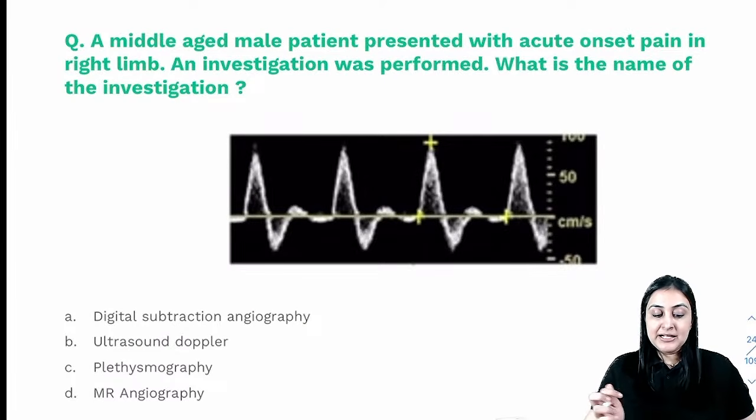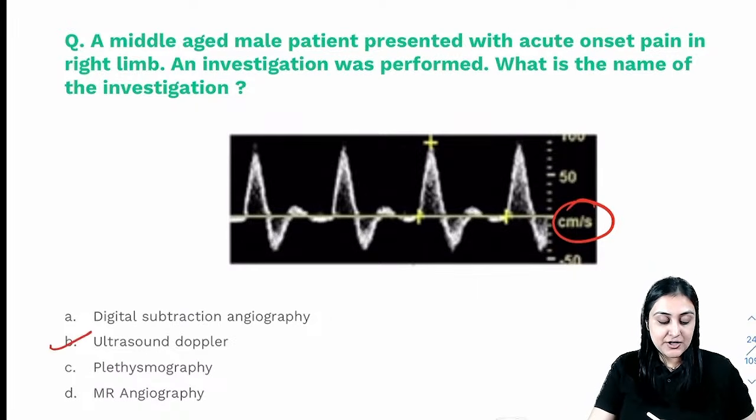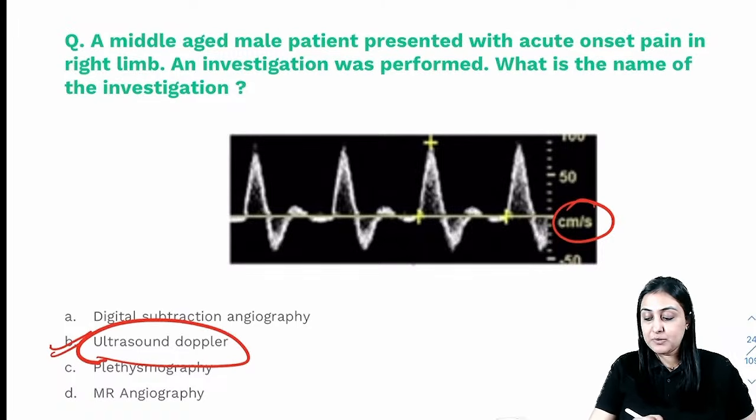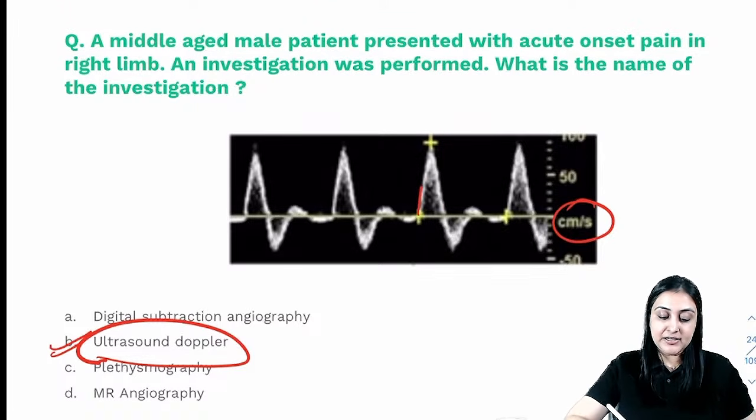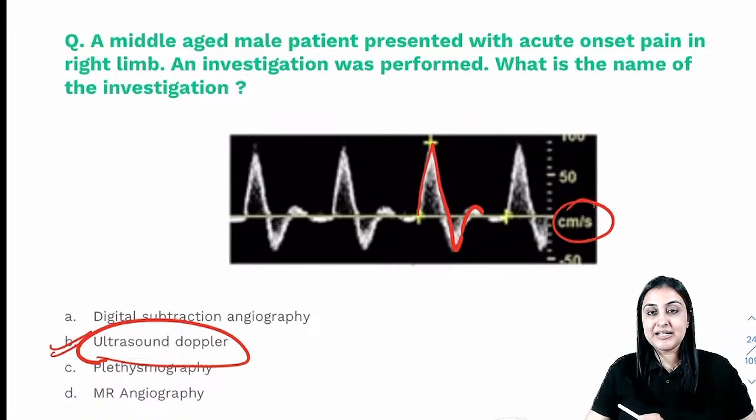What is this? Middle-aged male presented with acute onset pain in right limb. Investigation has been done, where we are plotting centimeter per second velocity over time. This is ultrasound Doppler. This is spectral Doppler. In fact, you guys will also tell me whose spectral Doppler it is, artery or vein? Artery, because I am seeing a triphasic flow. Extremity artery, normal extremity artery, right?